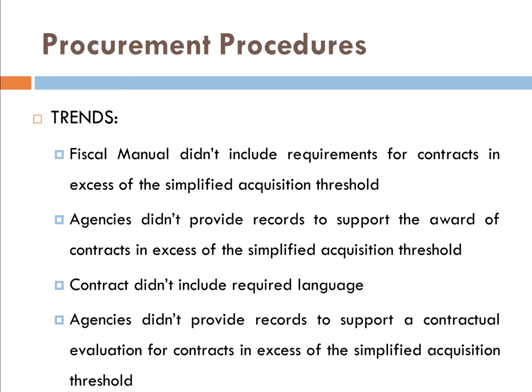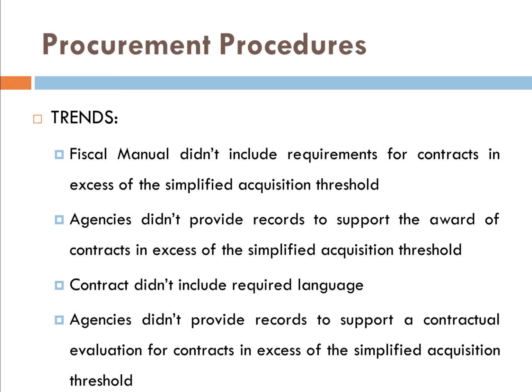Just a couple things here I want to mention. Fiscal manual didn't include requirements for contracts in excess of the simplified acquisition threshold. You know that there's two types of procurement activities in the federal grant. One is less than the simplified acquisition threshold and one is greater. I just want you to be reminded that if you have a procurement in excess of the simplified acquisition threshold, you have to do some things different than what you do for a procurement less.